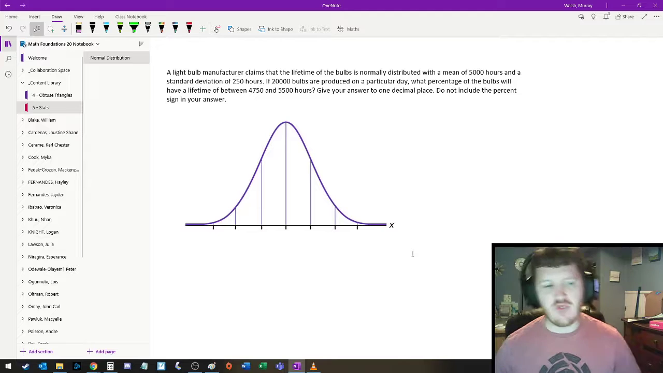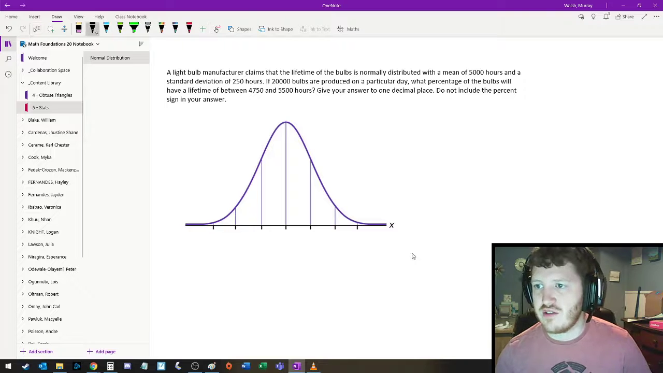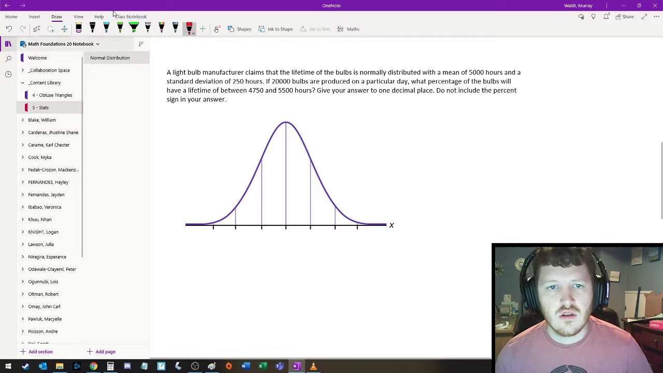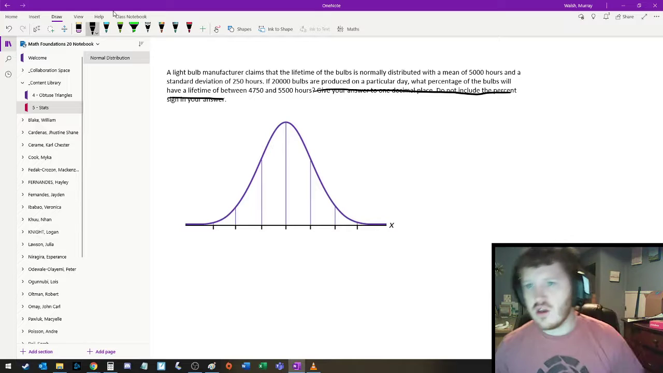A light bulb manufacturer claims the lifetime of bulbs is normally distributed with an average of 5,000 and a standard deviation of 250. So they make 20,000 bulbs in a day. What percentage of the bulbs will have a lifetime between 4,750 and 5,000? What percentage of the bulbs will be in here? This information is actually borrowed from the online quiz.